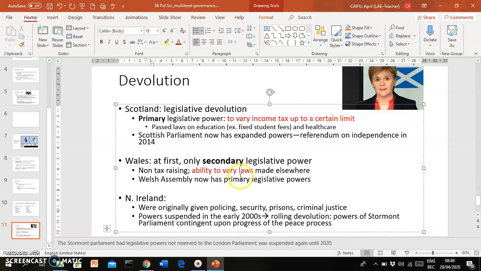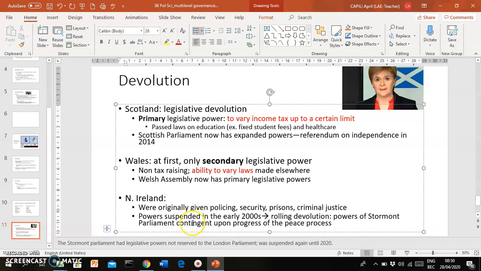And then you have Wales. At first, it only had secondary legislative power, so that means they couldn't raise taxes, and they could only vary laws made somewhere else, so passed by the London Parliament, but that was the extent of it. But there has been some development, and now the Welsh Parliament has primary legislative powers. Now, Northern Ireland is a rather different case because originally they had powers like policing, security, powers over policing, security, prisons, criminal justice. These were originally powers that belonged to Westminster.